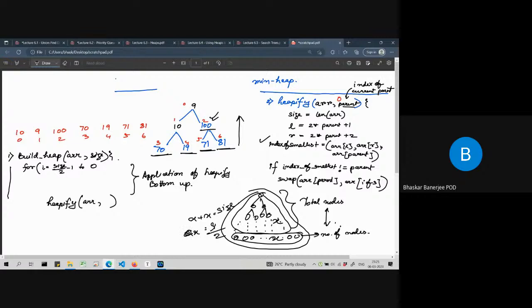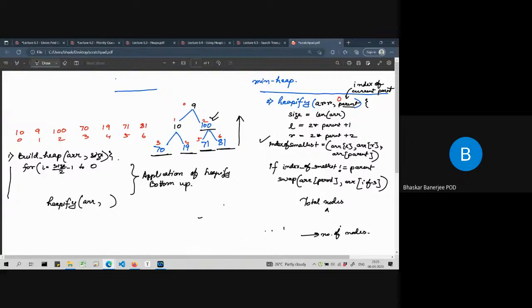So what is x? x is the number of internal nodes, and it is also equal to the number of leaf nodes, but anyway it is the internal node. So that's why I'm getting the first internal node. So, for i equal to size by 2 minus 1 down to 0, I am going.